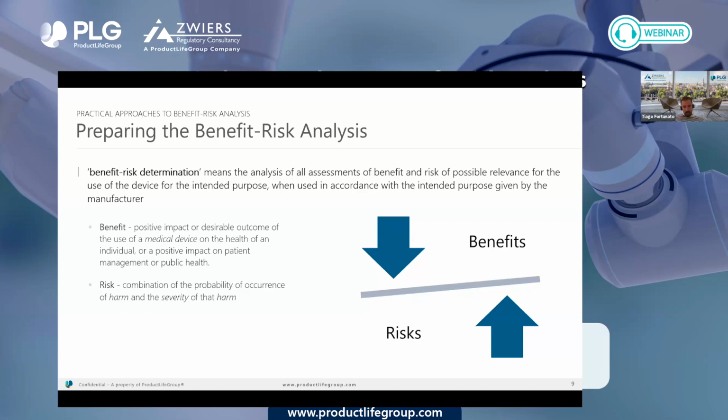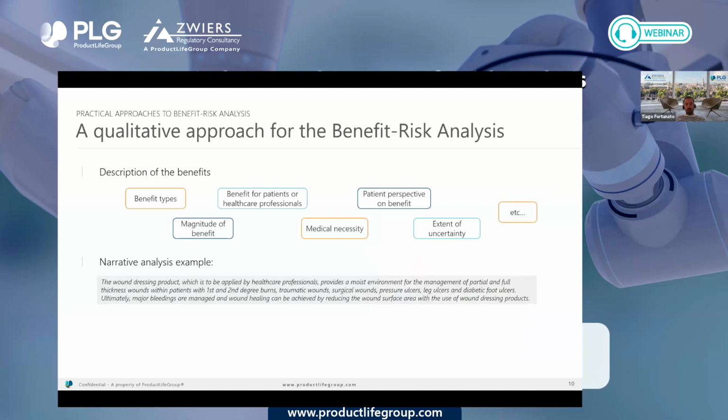Regarding the analysis, it can be done in 2 ways. You can follow a more qualitative manner or a quantitative one. As sources of benefit data, we can use information from different sources, for example, clinical investigations or post-market surveillance or scientific literature. This is what we usually call real-world evidence. And then we describe the benefits.